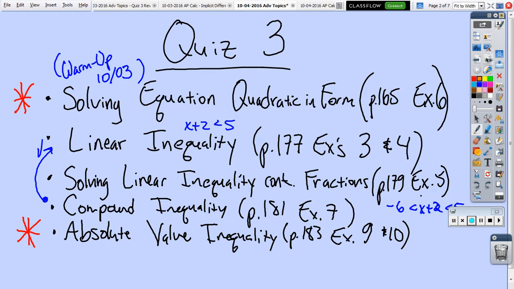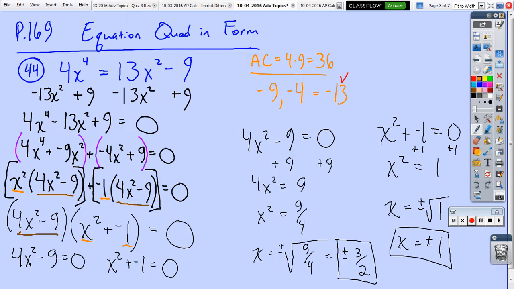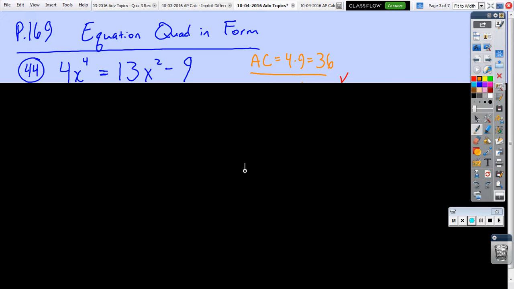If you look at a problem like this one, I'll go play by play. You have number 44 on page 169. If you want to practice these between now and tomorrow, page 169, this section here. Your textbook, I believe, provides solutions to odd number problems, if not both odd and even. So let's say you're given a problem like this on the quiz. You may remember these. This is not a quadratic, but it's quadratic in form because this term is twice the power of that one.